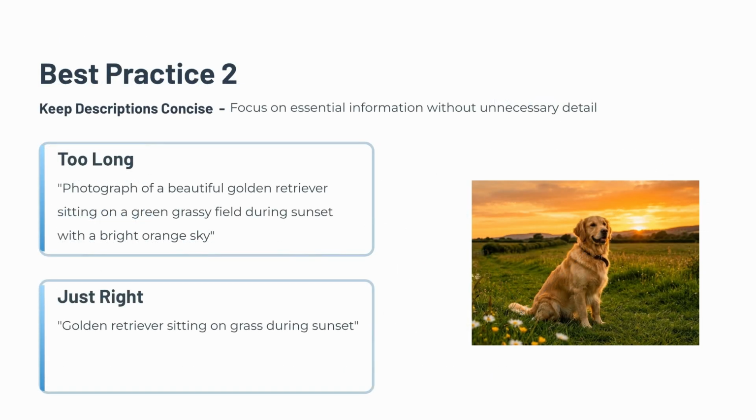Second, keep the description concise and focused. Alt text should generally be short and clear so that screen reader users can quickly understand the content. Instead of writing a long sentence like "photograph of a beautiful golden retriever sitting on a green grassy field during sunset with a bright orange sky," you can simply write "golden retriever sitting on grass during sunset." The goal is to communicate the essential information without unnecessary detail.